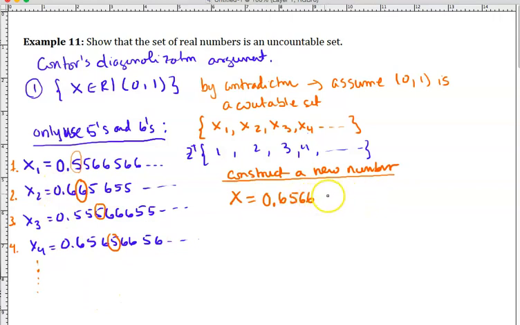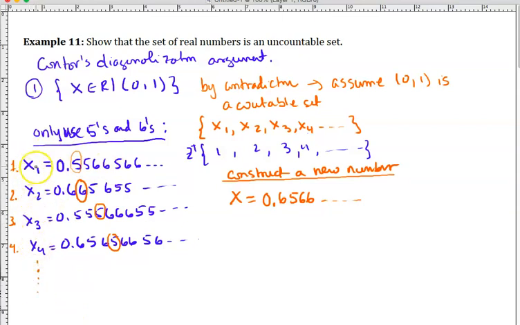You're going to flip from 5 to 6 and from 6 to 5. So you form this number right here. Now, because this is different from any number on my list at a decimal place, this is actually a new number. This is not a number in my original list. Now, my assumption was that this was a set of countable numbers.